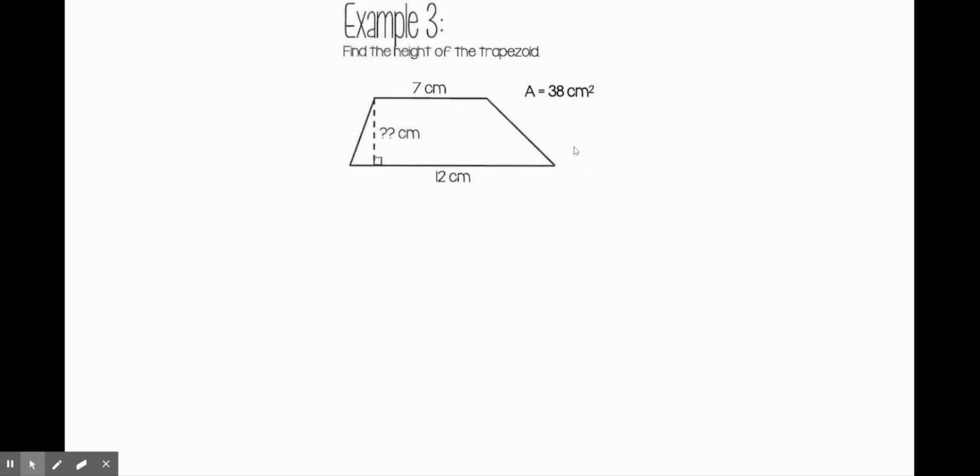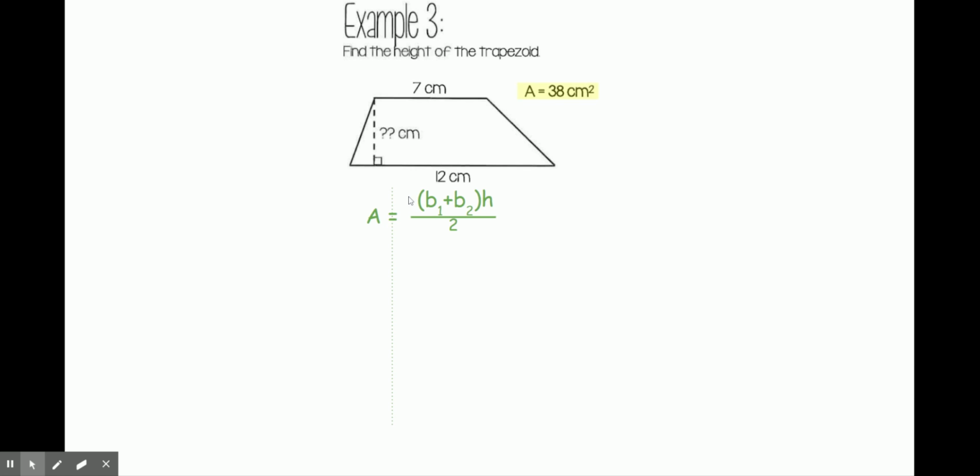This is part 2 of the video in learning how to find a missing length of a polygon given the area. This is our third example, which is a trapezoid. We start off by writing the area of a trapezoid formula, which is area equals base 1 plus base 2 times the height divided by 2.